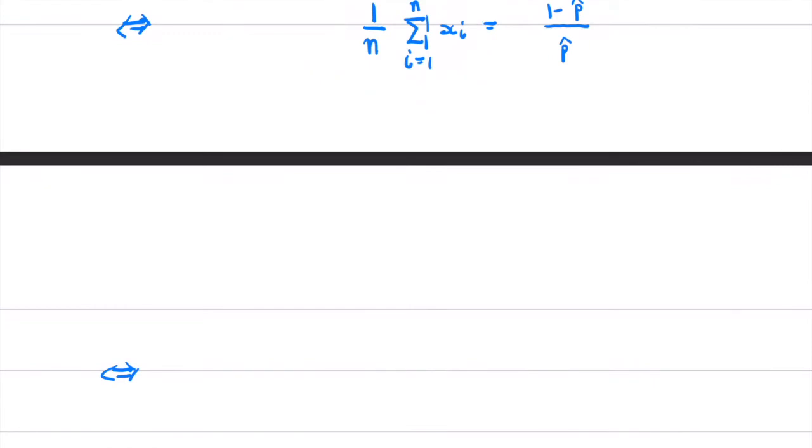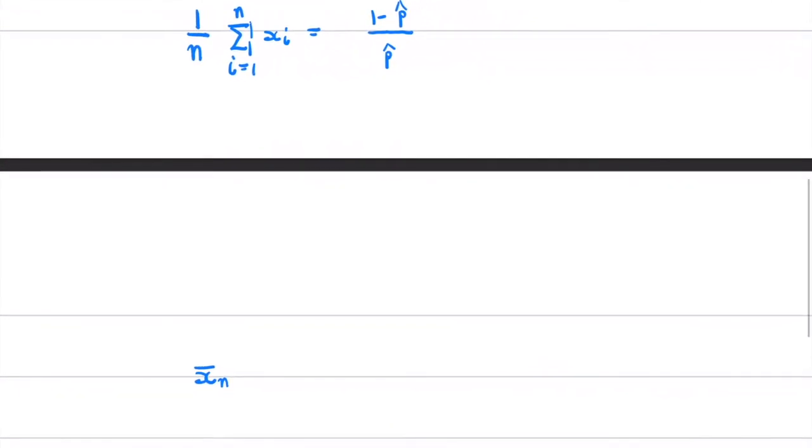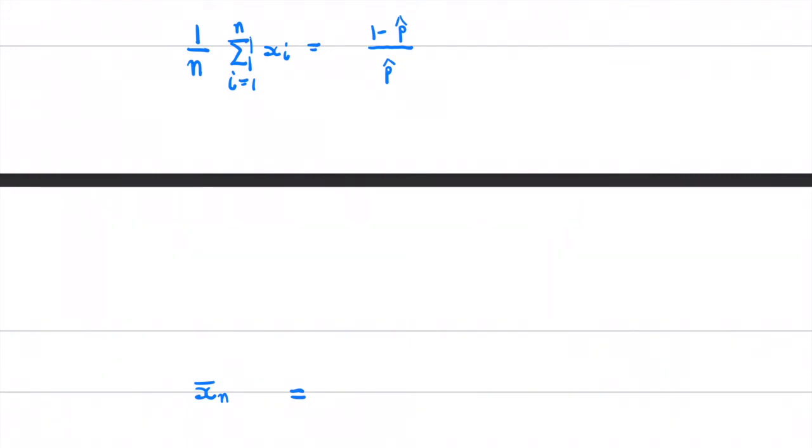Now, I know what this expression here is. This is the expression for the mean. So I'm going to rewrite that as x bar n. That is the expression for the mean of n random variables. So I can write this expression as 1 over p hat minus, you see that's p hat over p hat, minus 1.